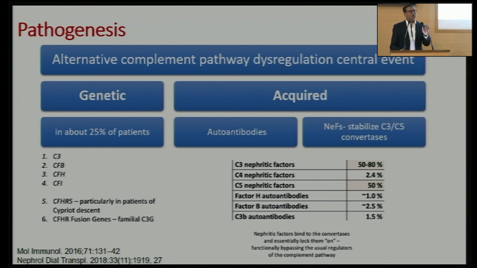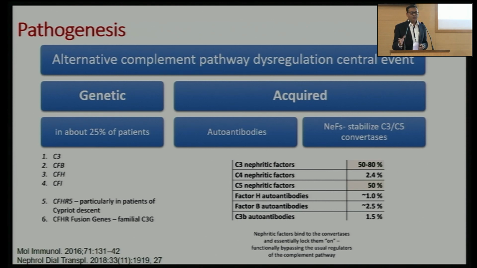Genetic abnormalities are seen only in a quarter of patients with C3G, mainly in factor C3, complement factor B, H, I, or the factor H related protein. There is some rearrangement, because the factor H related proteins basically do competitive inhibition with complement factor H. If there is overactivity of these, they can decrease the inhibitory role of complement factor H, leading to alternate pathway activation.